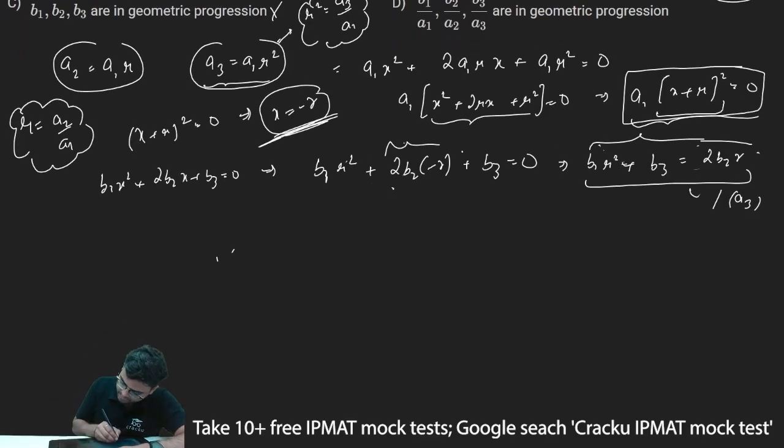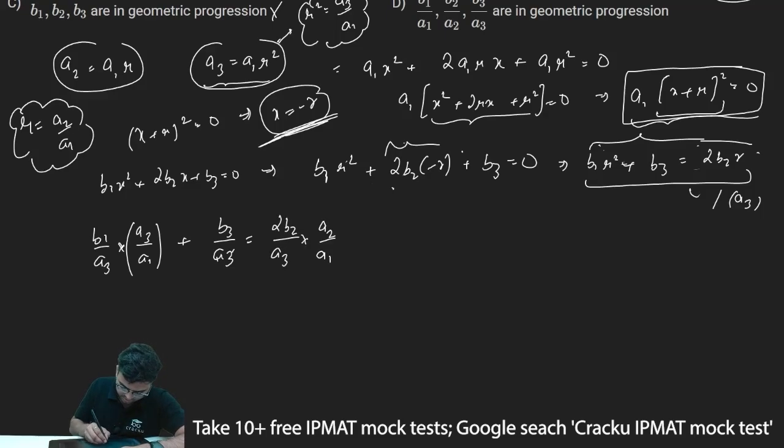Therefore, I can say, I have to first divide it by a3 and substitute the value of r square and r. So b1 upon a3 into r square, which is a3 by a1, plus b3 upon a3 is equal to 2b2 upon a3 into r, which is a2 by a1. So the a3 gets cancelled. Thus b1 upon a1 plus b3 upon a3 should be equal to 2b2 a2 upon a1 a3.